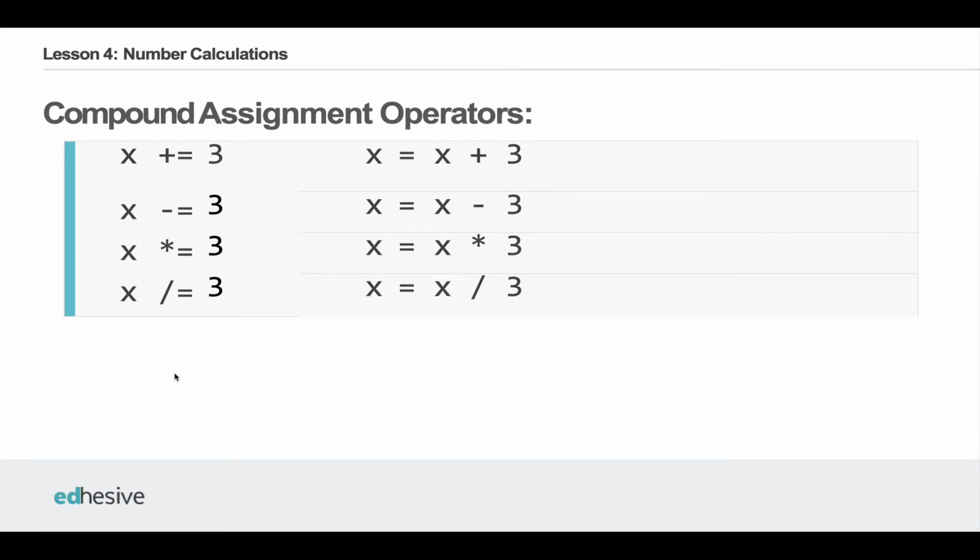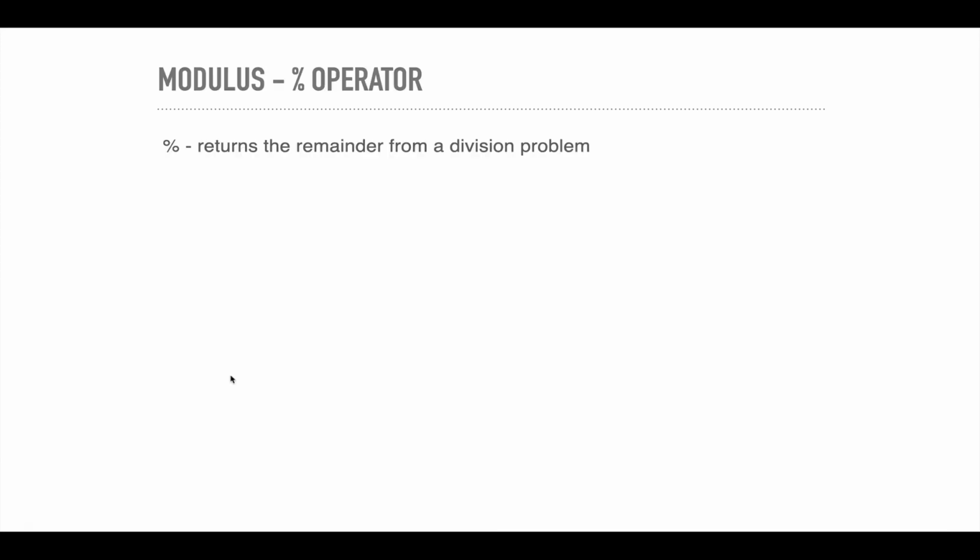There's one more operator we need to talk about, and it is called the modulus operator. And it's a percent sign there. And we do something called modular division. And all it is, is the remainder of a division problem. So 5 modulus 2 means find the remainder when I divide 5 by 2.